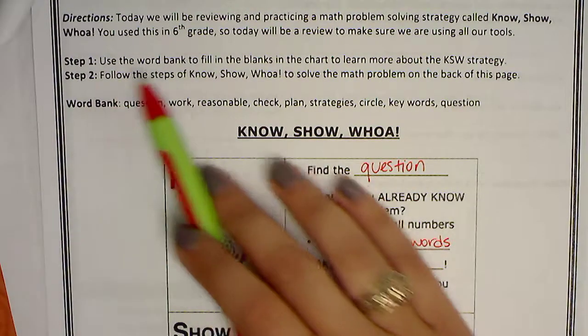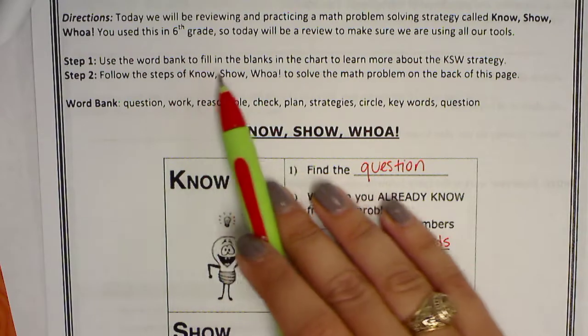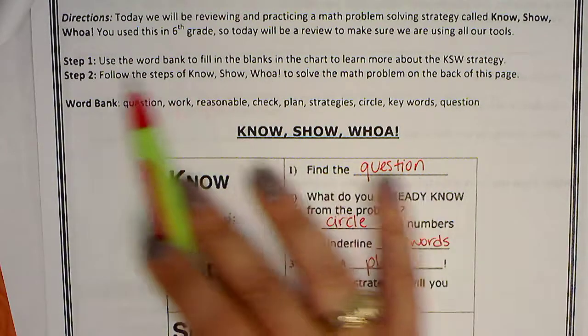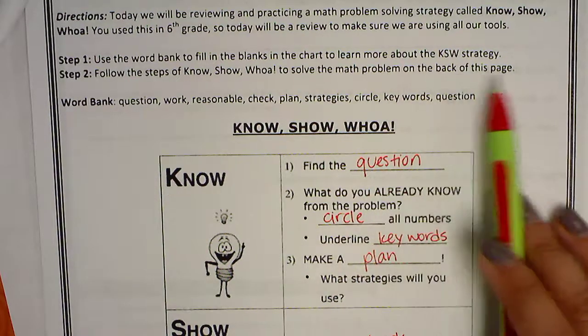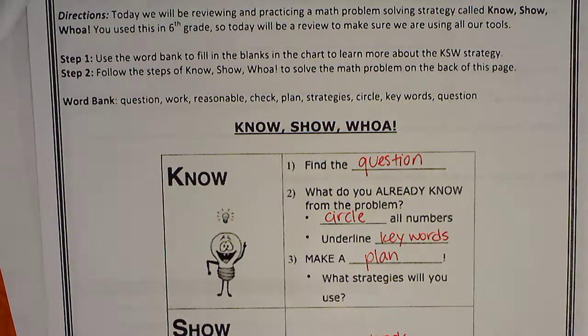So step one was to use the word bank to fill in the blanks. Then step two was to follow the steps to solve the math problem on the back of this page. And they gave you a word bank here.